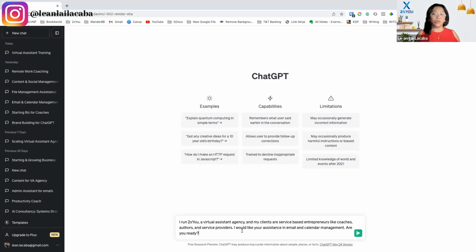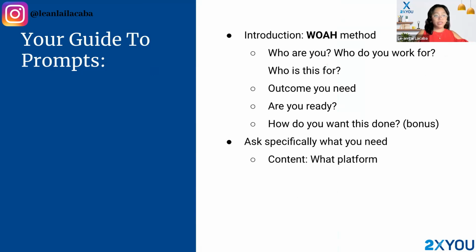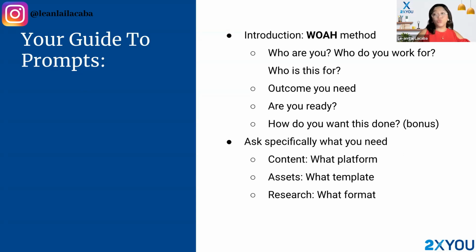So I'm very clear about the output that I'm asking, or my own goal, and then asking, are you ready? Again, the H, and sound witty with your answers. Sound short and witty with your answers. So you make this B short and witty with your answers. So that's the H, that's the how, is then how do you want ChatGPT to do it? Make sure again that you ask specifically what it is that you need. You know, if you're asking it for content, what platform is it for? If you're asking it for assets, do you have a template? If you're asking it to do research, what format?